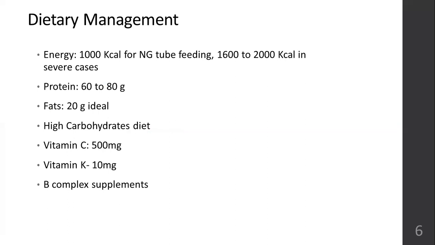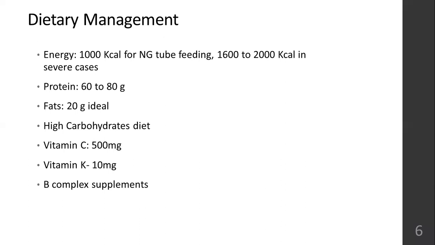So energy: if the patient is on NG tube feeding, nasogastric tube feeding, that happens in hospitals or clinics, 1,000 kilocalories can be given through NG tube feeding. And in severe cases, 1,600 to 2,000 kilocalories can also be suggested through NG tube feeding.